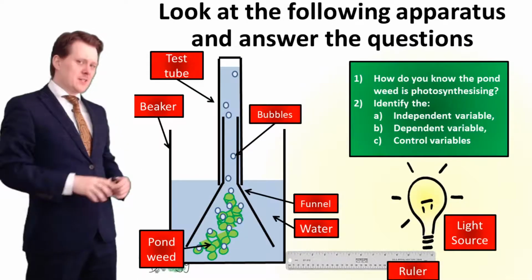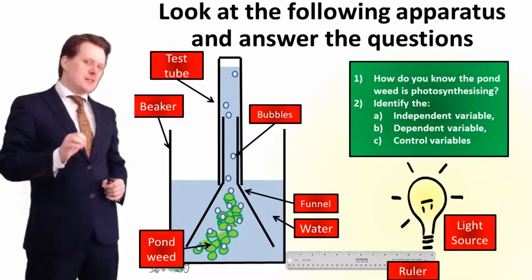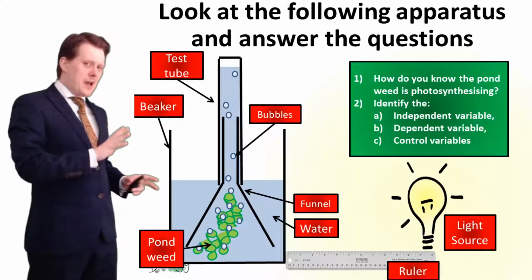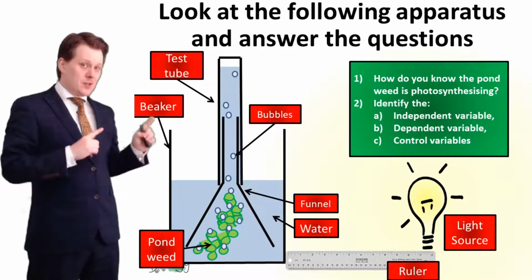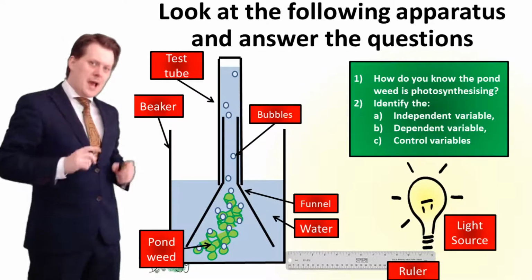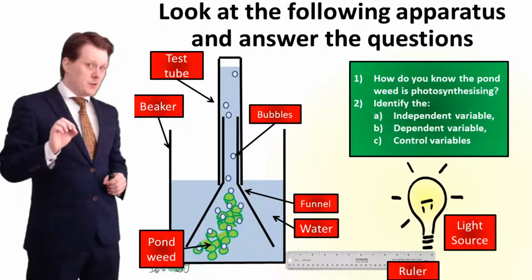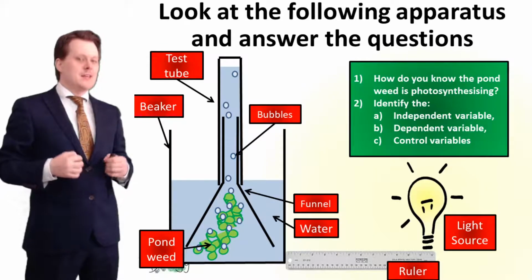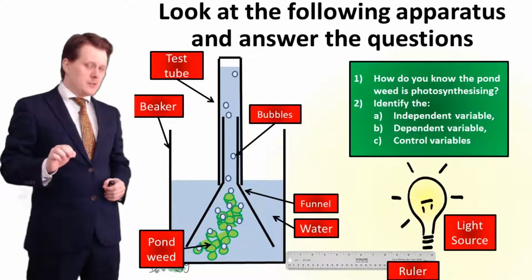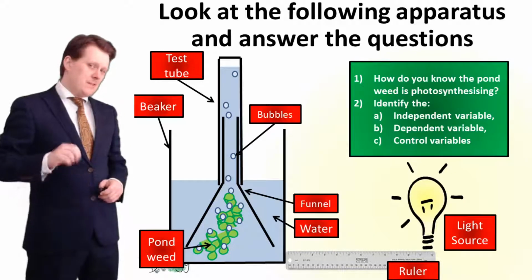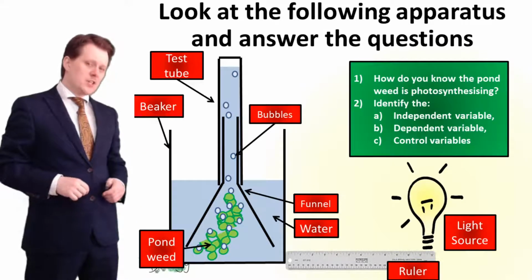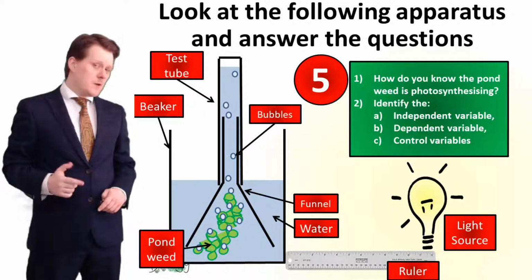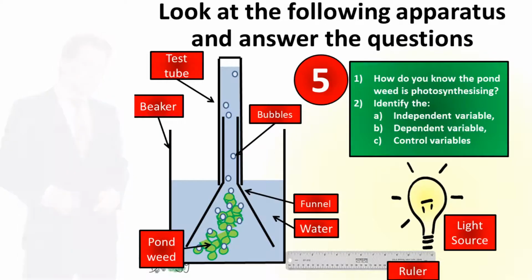For our next task, I have a diagram of an experiment which is set up to measure the rate of photosynthesis. What I want you to do is to look at how this apparatus is set up and answer the questions. Number 1, how do you know the pondweed is photosynthesizing? And number 2, for this experiment, I would like you to identify the independent variable, the dependent variable, and the control variables. If you want a copy of this diagram, then it's the second worksheet in the link below. I'm going to put 5 seconds on the clock, and if you need more time, pause the video, and when you're finished, we'll go through the answers together.